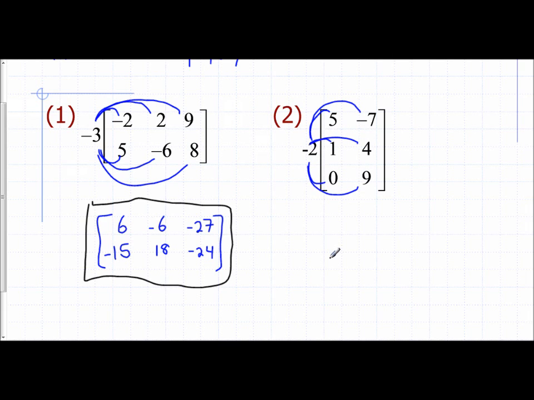So -2 and 5 is -10. -2 and -7 is +14. -2 and 1 is -2, and -2 and 4 is -8. So this row is -2, -8. -2 times 0 is 0, and -2 and 9 is -18. And so after doing the scalar multiplication, I get my final matrix.